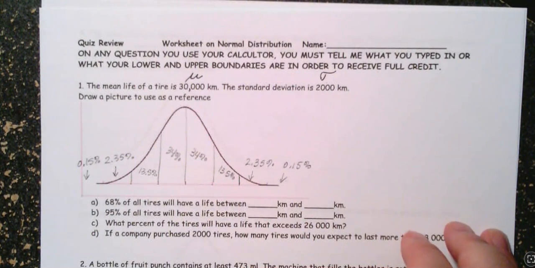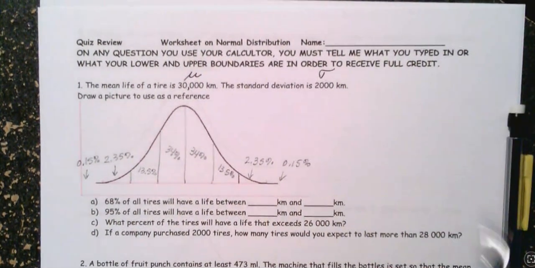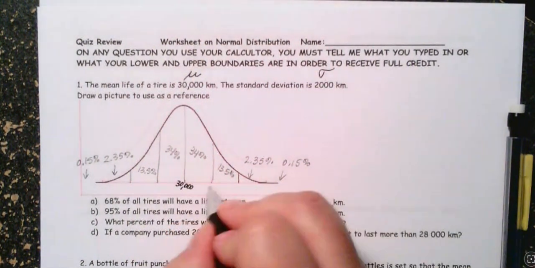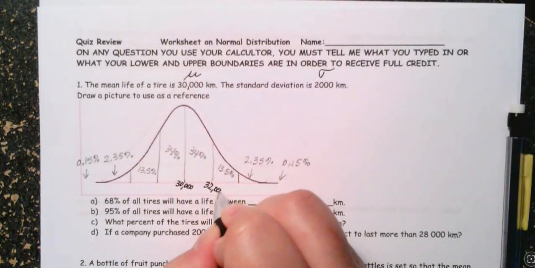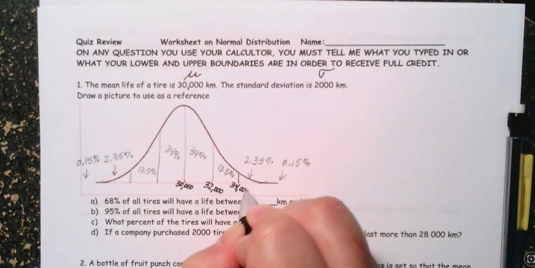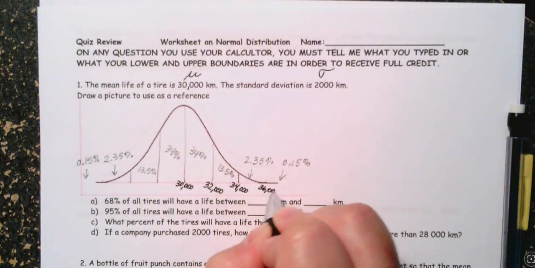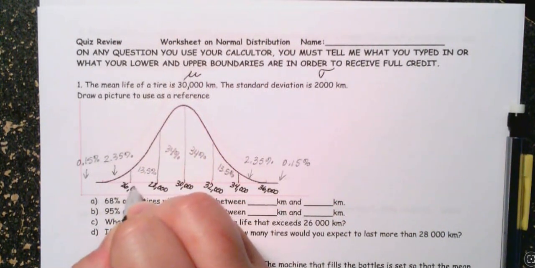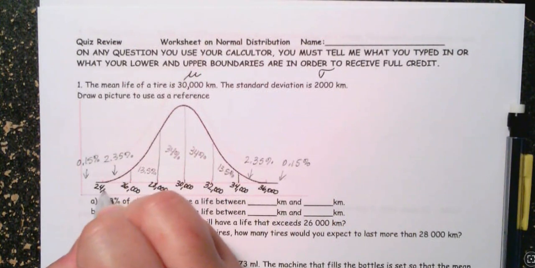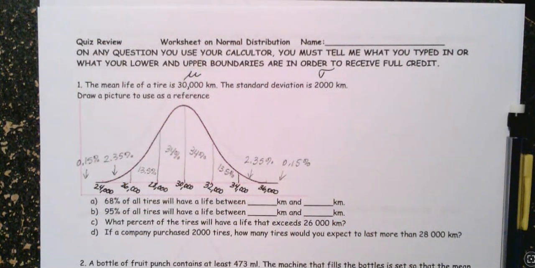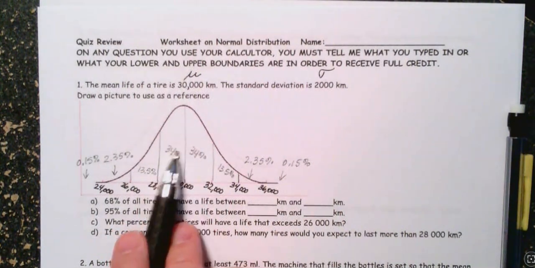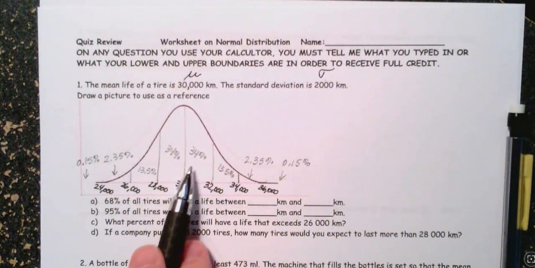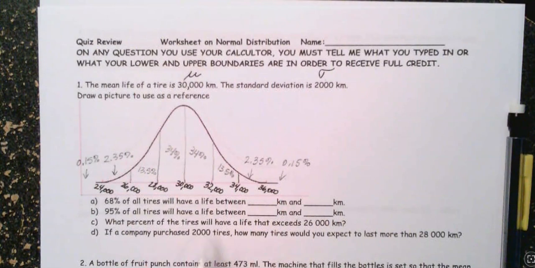Okay, so 68% of all tires, I'm sorry, I didn't finish the standard deviations. So this is my mu, this is 30,000. And then I'm going to add 2,000 and add 2,000 again and add 2,000 again. And going the other way, subtract 2,000. All right, so 68% of all tires, that's the middle two sections here. So basically within one standard deviation of the mean, which is 30,000 here. So that means from 28,000 to 32,000.